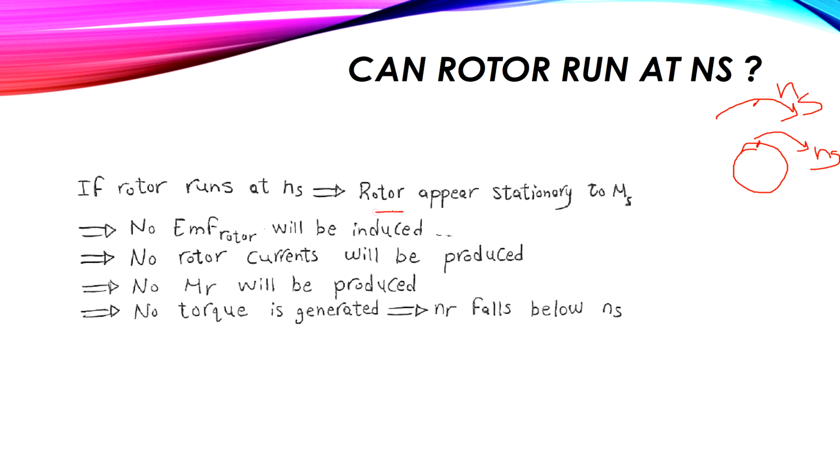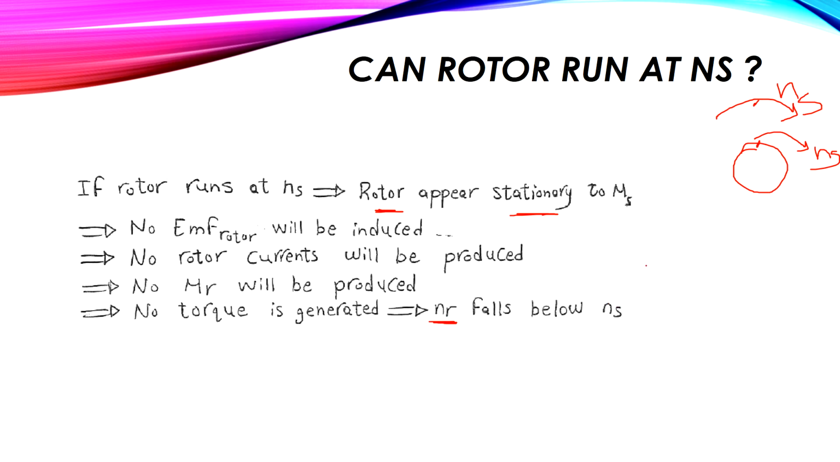So the rotor will appear stationary to Ms, as if both of them are stationary, not moving. So in this case, no EMF will be induced. No EMF means that no currents will be produced, no rotating magnetic field of the rotor, and no torque is generated. So the maximum value of nr is lower than ns.